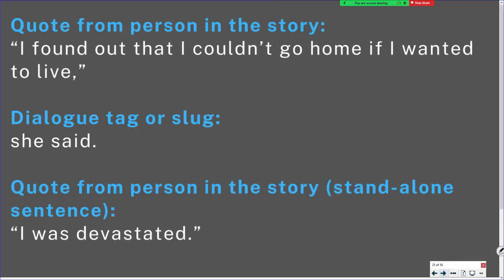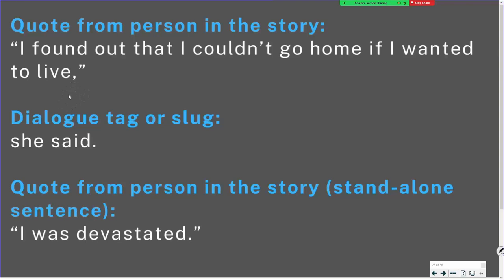And here's what we're talking about today in detail, which is dialogue, right? So we have a quote from the person in the story. I found out that I couldn't go home if I wanted to live. And remember, the punctuation goes inside the quotation mark, right? You don't put it after.